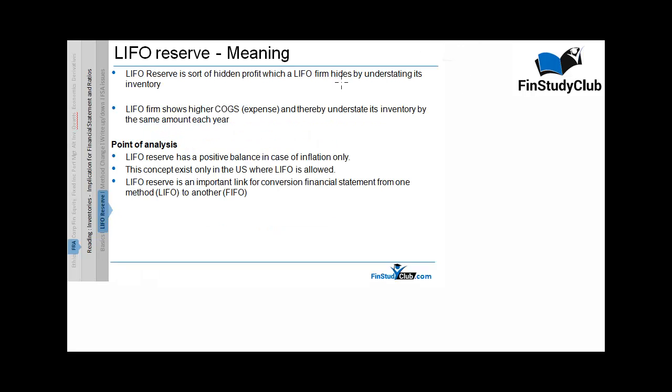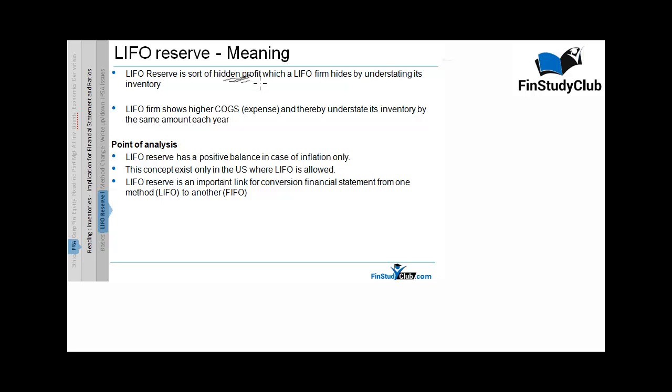This is the term that you would have learned in your level 1 as well, but I think now is the time to really go into deep aspects about this. LIFO reserve, if you ask me, is sort of a hidden profit. Now, why do we call it a hidden profit? Because it is generally not declared as a formal profit by any LIFO firm.